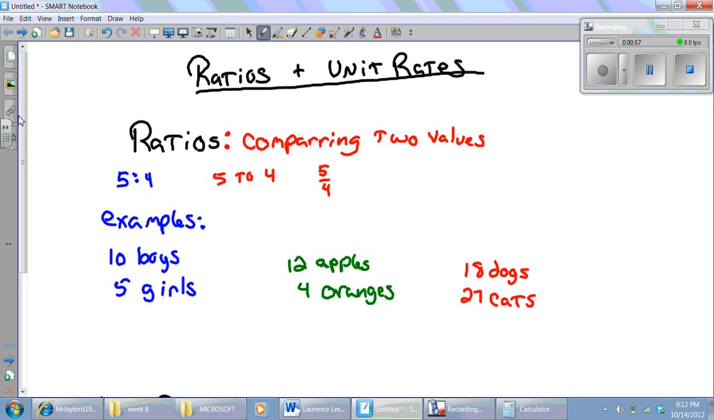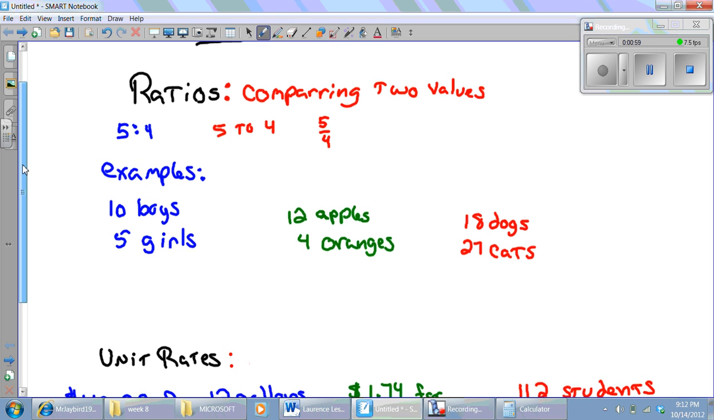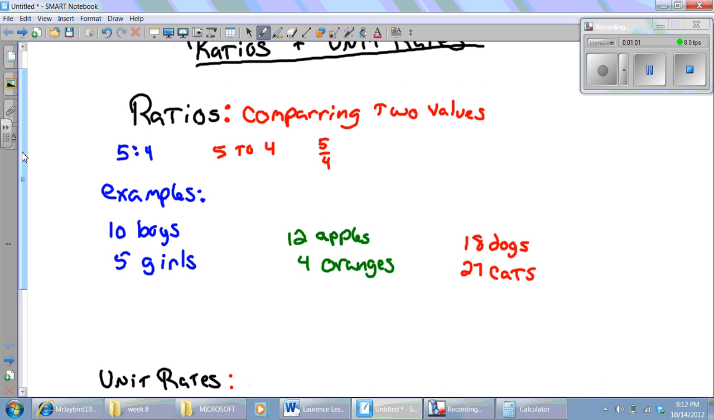All right, so let's look at a couple examples for some ratios. I'm going to compare the number of boys to girls. In this blue example right here, there's 10 boys to 5 girls. Well, 10 boys over 5 girls, and I always want to simplify my fraction. So the ratio of boys to girls is going to be 2 boys for every 1 girl.